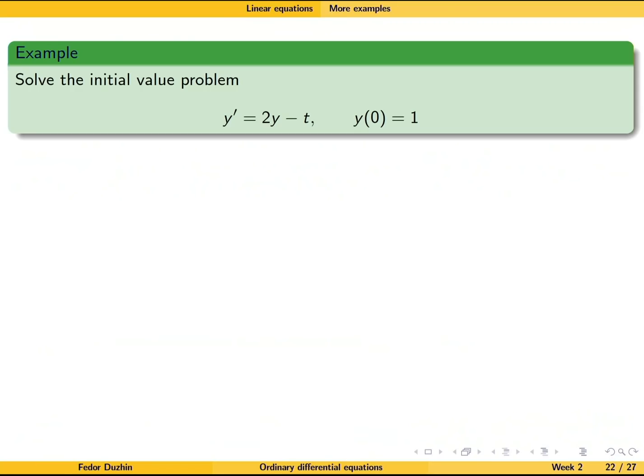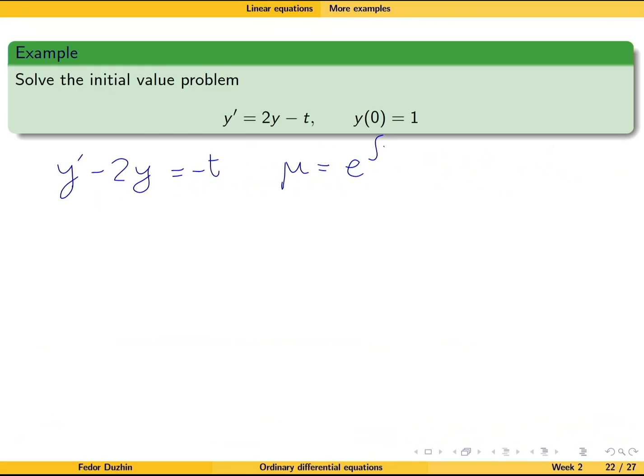Now let's go through a couple of examples of the initial value problem. The first step here is to rewrite this differential equation in the right form, where the left-hand side contains both y prime and y. So the left-hand side is y prime minus 2y equals minus t. Then we need to find the integrating factor. So the integrating factor is mu of t is e to the power the antiderivative of the coefficient at y.